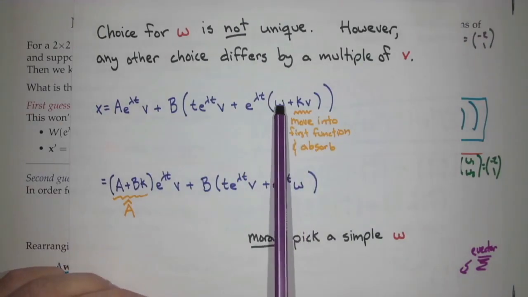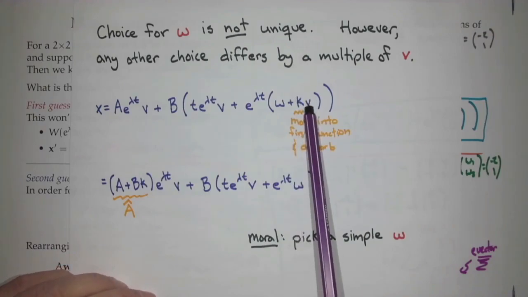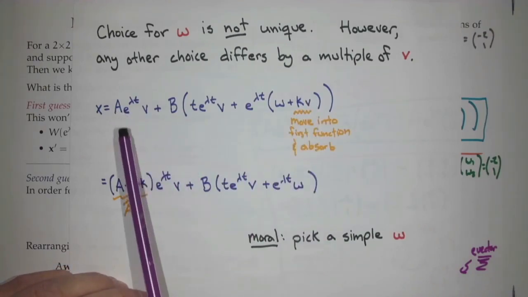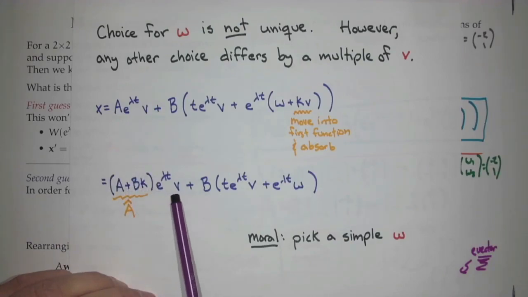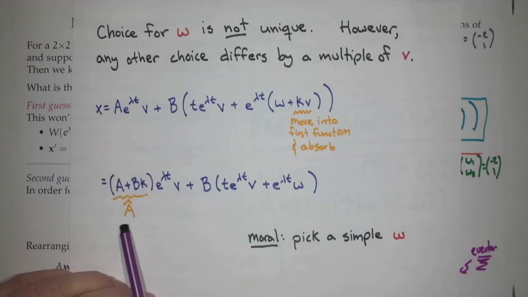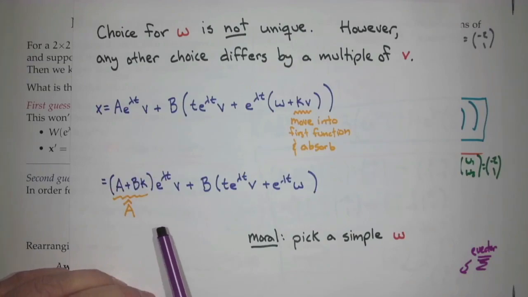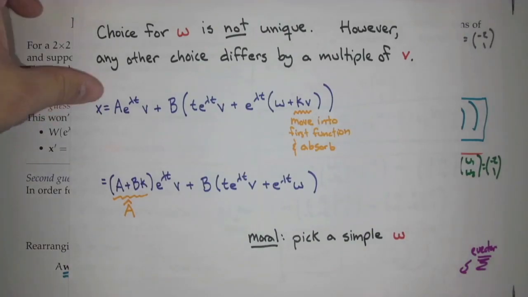Now, why does that say, hey, it doesn't matter? Well, if I replace W by adding a multiple of V, what we can do is we can move this part into the first piece. So it becomes some A plus B times this multiple, e to the lambda t V plus this other part. And then I say, oh, well, this is just a bigger constant, so it becomes a new constant. So what's the moral? It says, hey, it doesn't matter which W you pick. There's lots of them. Keep it simple. So don't think about, I have to find the right W. Think of it as like, I want to find an easy W for me to work with.